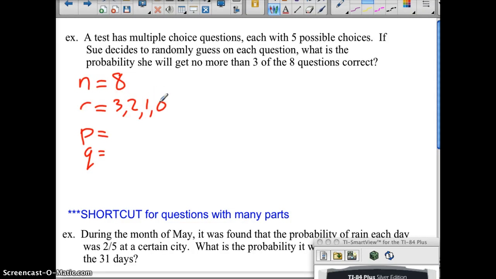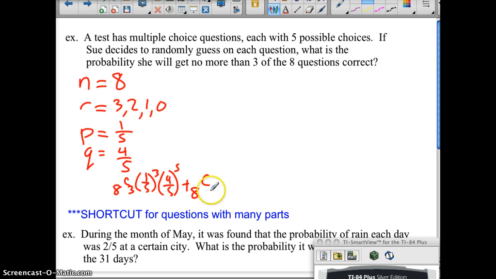My P, probability of getting those questions correct, if you're guessing, is 1/5. The probability of getting it wrong is 4/5, okay? Because there's 5 choices. If you pick one, you've got a 1 in 5 chance of guessing the right question. So that's going to be 8C3, 1/5 to the third, 4/5 to the 5th, because 5 plus 3 adds up to 8, okay?